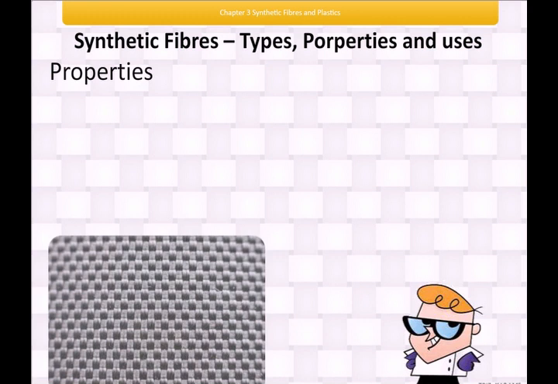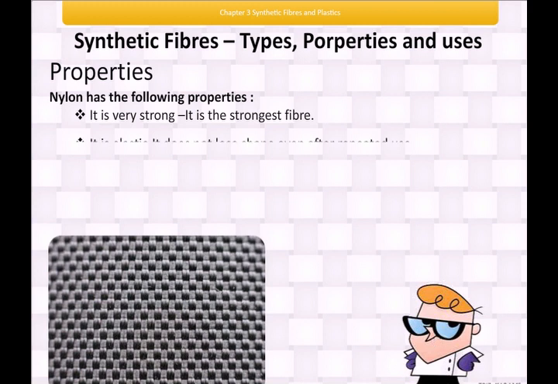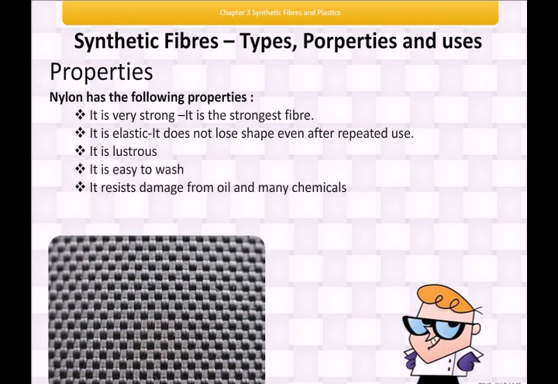Properties. Nylon has the following properties. It is very strong. It is the strongest fiber. It is elastic. It does not lose shape even after repeated use. It is lustrous. It is easy to wash. It resists damage from oil and many chemicals. It is low in moisture absorbency. It is durable and affordable.